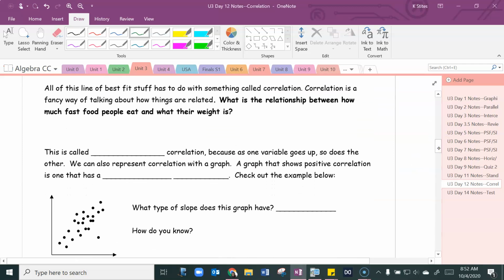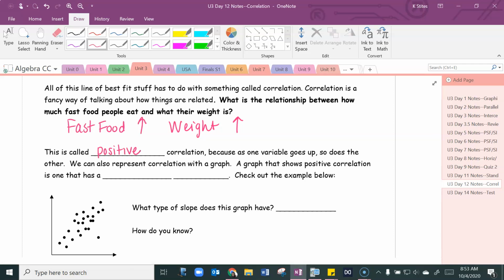All right, so all this line of best fit stuff has to do with something called correlation. Correlation is a fancy way of talking about how things are related. So what would be the relationship between how much fast food someone eats and what their weight is? So basically, what we would usually say for most people is as your fast food intake goes up, okay, as you eat more fast food, your weight is probably going to increase as well, right? This is called positive correlation because as one variable goes up, so does the other.